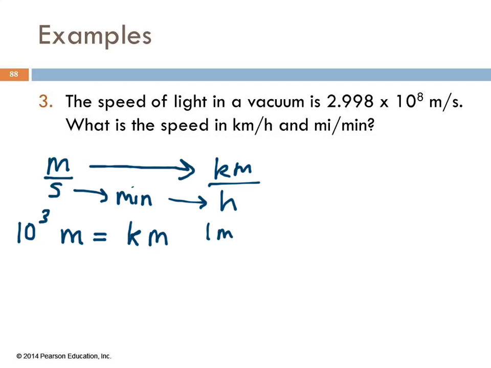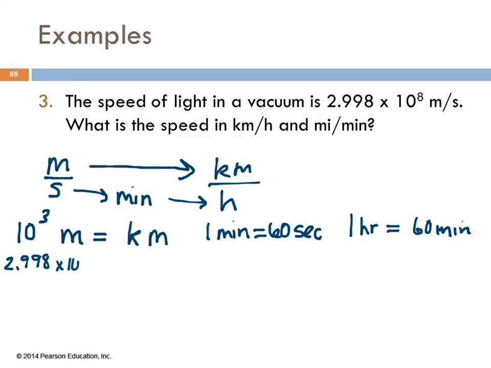1 minute is how many seconds? 60. Is that exact? Yeah. And an hour is how many minutes? 60. That's also exact. And this relationship is exact. So all of the conversion factors are exact. So we started with 4 sig figs. We're going to end up with that. 2.998 times 10 to the 8th. Do these vertically.